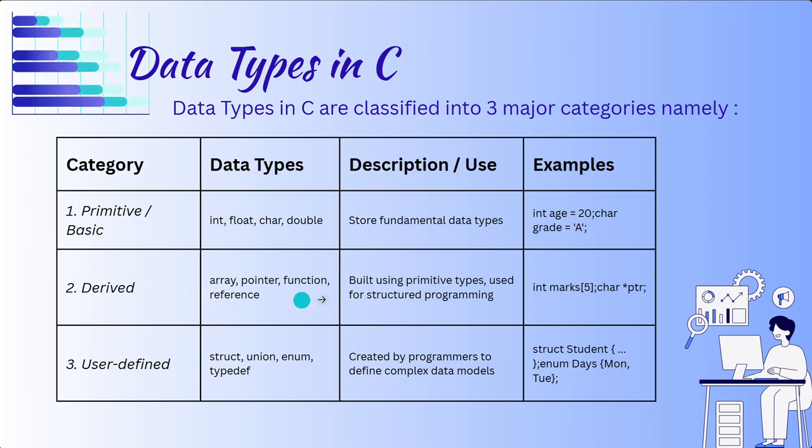Derived data types: array, pointer, function, reference, built using primary data types. Derived means you are using the basic primary data types to build them for structured programming. Again, this is the example. User defined data types are structure, union, enum, typedef, created by programmers to define complex data models. So this is basically the tabular arrangement of the same thing.